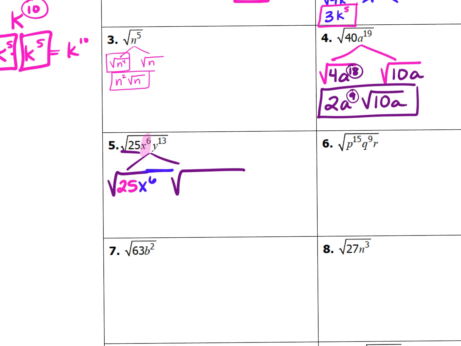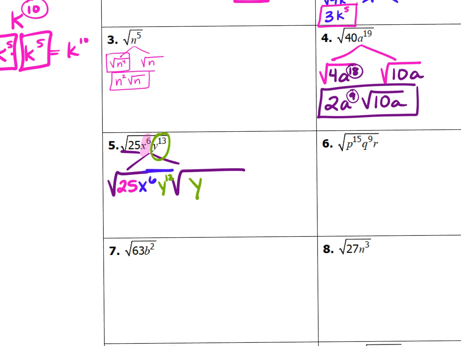Now look at your y. Is y to the 13th divisible by 2? No. So y to what power are you going to put on the perfect? To the 12th. Take the next lowest, or next highest, I guess you would say, exponent, y to the 12th. But that means we ditched one y. Where does that go? Under the non-perfect.